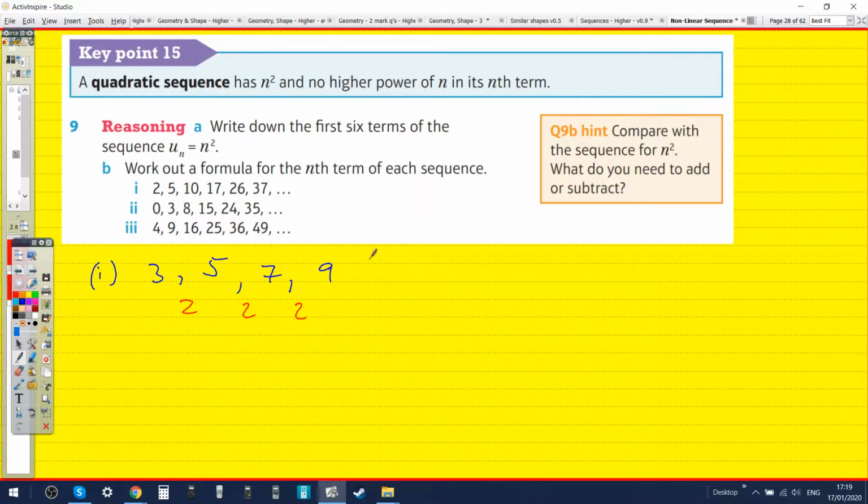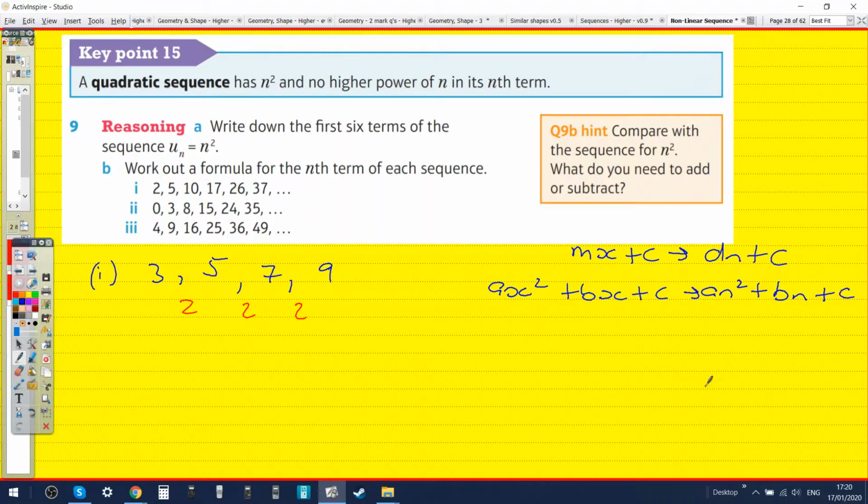So these are quadratic sequences. Remember the previous one, instead of mx plus c, it's dn plus c. For these, instead of the usual quadratic ax squared plus bx plus c, which is the general form of a quadratic, these have an n instead: an squared plus bn plus c. What you just found there, how do we find a? A is half of the second difference. So what is half of this 2? 1. And so a is 1. So it'll be 1n squared.